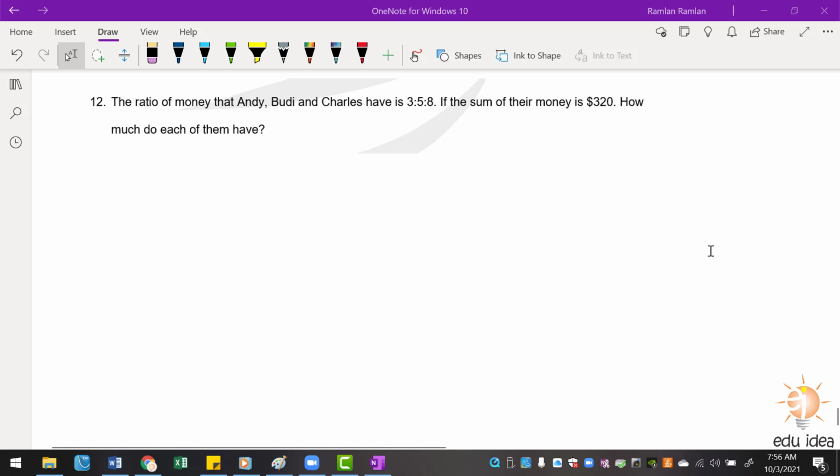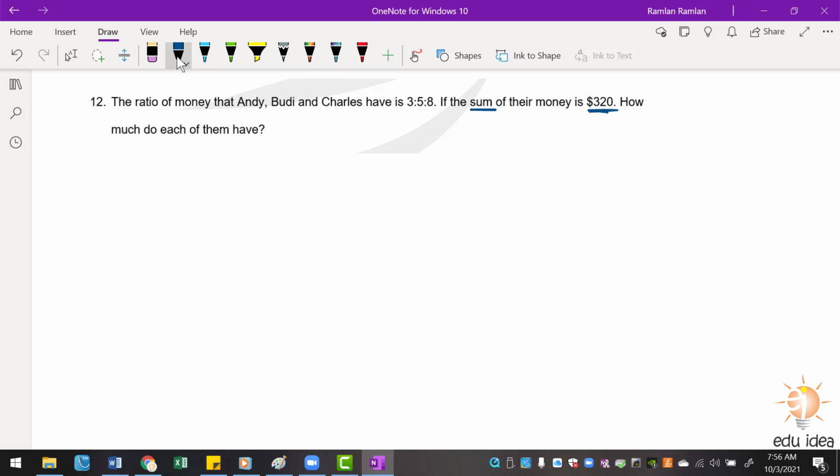12. The ratio of money that Andy, Budi, and Charlie have is 3 to 5 to 8. If the sum of their money is $320, how much do each of them have? So actually, it has a very similar concept as the one we have for number 7, I think, where we find Tom and Jerry's money. So we can just see what we have in the question. We have that the sum of their money is 320.